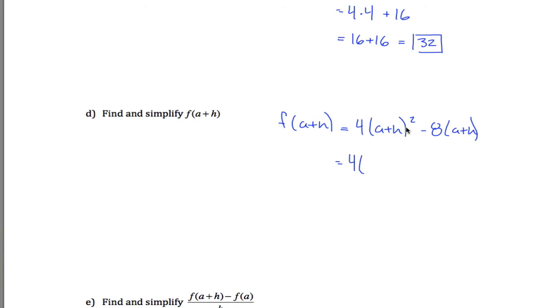A plus h squared, if you FOIL out this binomial, you'd get a squared plus 2ah plus h squared. Sure, I'll leave it at that. And now what I can do is get rid of the parentheses by taking this 4 and distributing it through: 4a squared plus 8ah plus 4h squared. And if I take this negative 8 and distribute it through, I get minus 8a minus 8h.